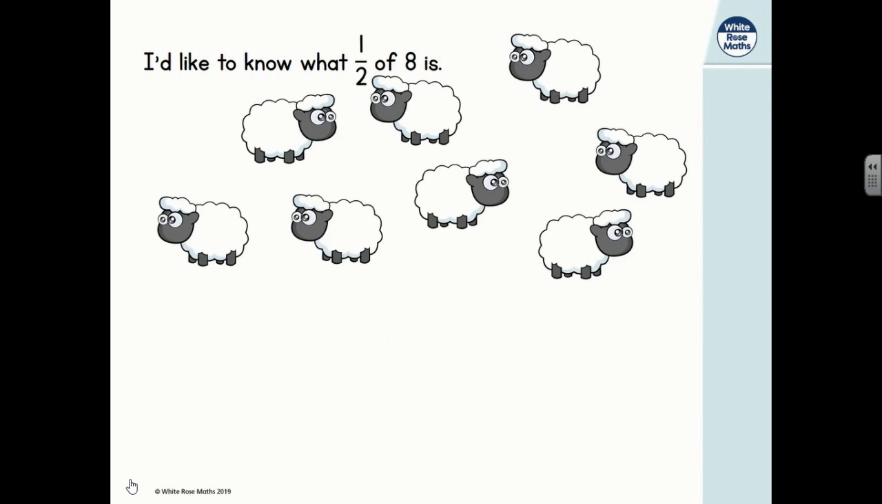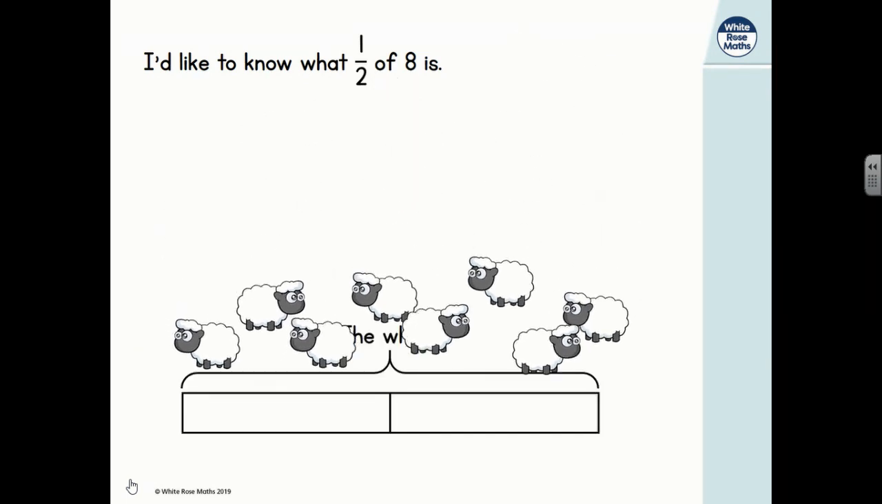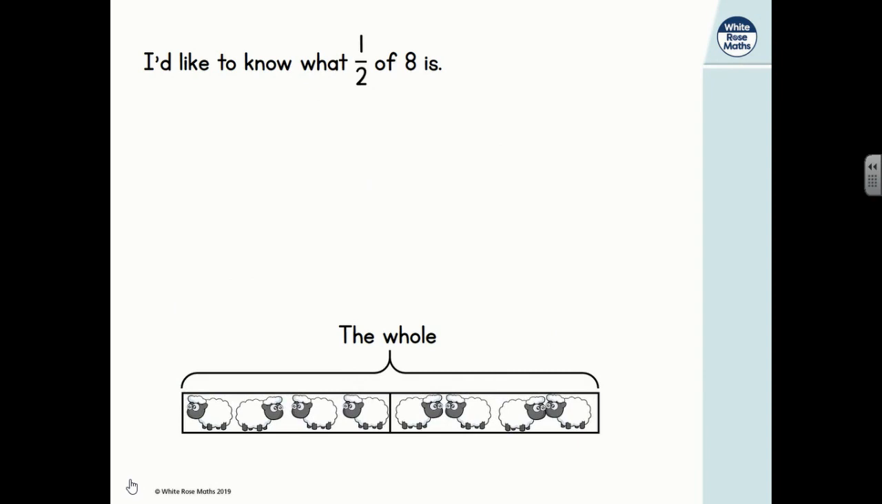I'd like to know what half of 8 is. So I've got myself 8 sheep. They're a bit tricky to manage though, floating around like that. So I'm going to put them into a bar model. In they go. Now I can clearly see that half of 8 is 4. Half of 8 sheep is 4 sheep.